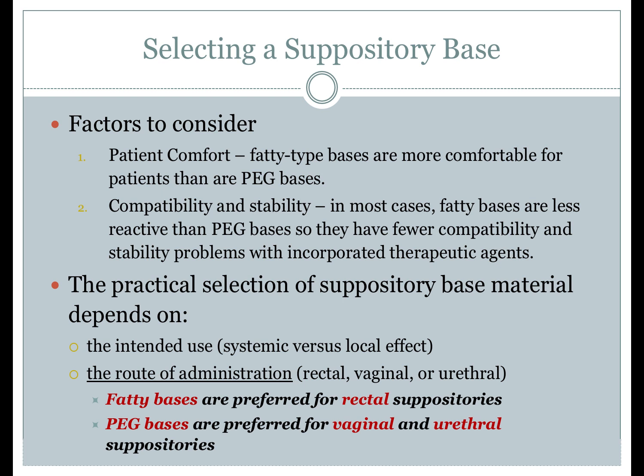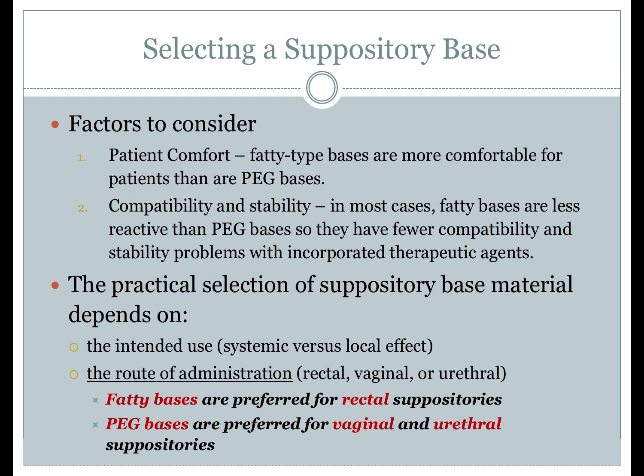There are also practical considerations that influence base selection. Preparation is the easiest using Polybase, and Fattibase is easier than cocoa butter. Nevertheless, the selection of the suppository base will most often be determined by its intended route of administration, as it takes into consideration many of the factors just described. Fattibase and cocoa butter are preferred for rectal suppositories. Despite having less reliable drug release, their less irritating nature and greater drug compatibility makes them the best choice.